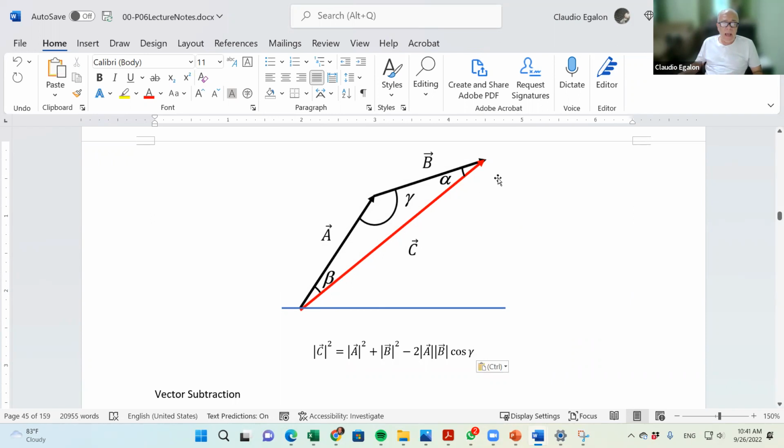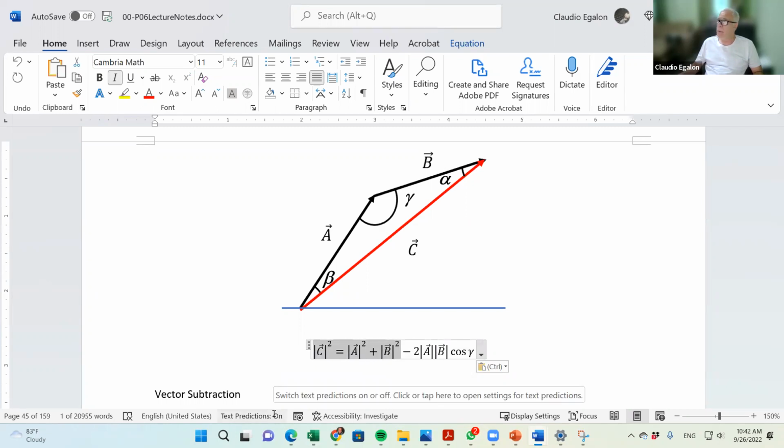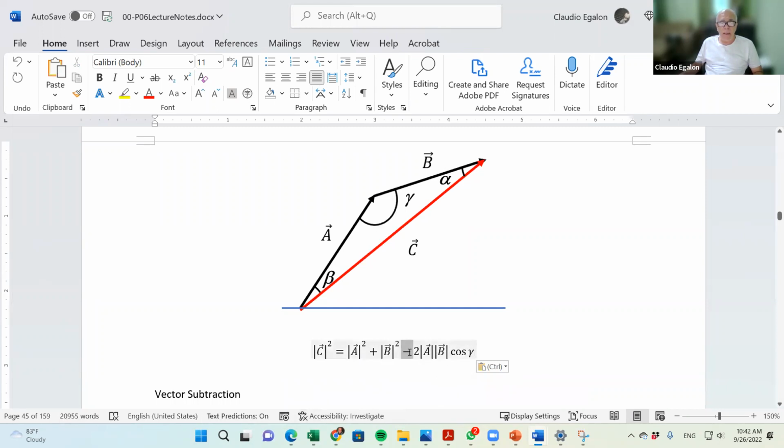This side squared is equal to this side squared plus this side squared. That's what you have here in the first step. What you see here is nothing but the Pythagorean theorem, right? But the Pythagorean theorem applies only if the angle gamma is 90 degrees. For this reason we must have this correction that you see here. And this correction is always a negative sign, twice the magnitude of A, magnitude of B, which is the length of A, length of B, times the cosine of this angle. Can you picture that?